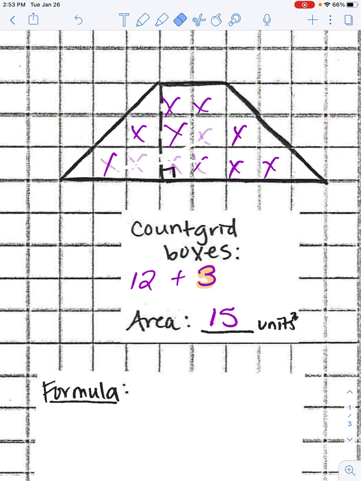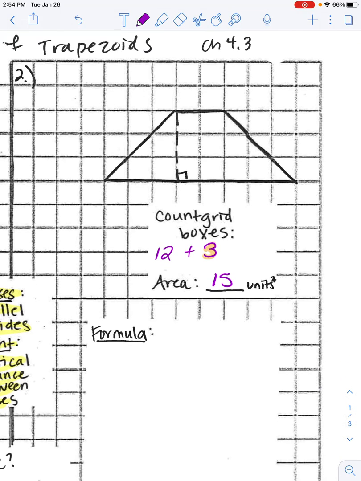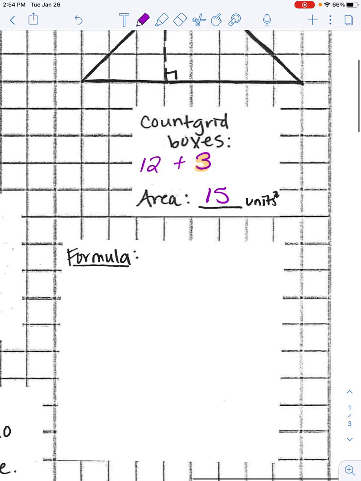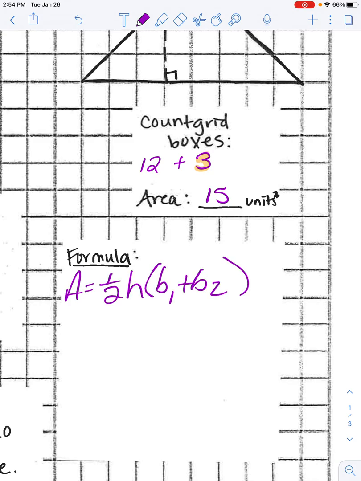You know the day of our test, it's not going to be on grid paper. You're going to have to figure it out. Okay, let's start with our formula. A equals 1/2 the height times the sum of the two bases.